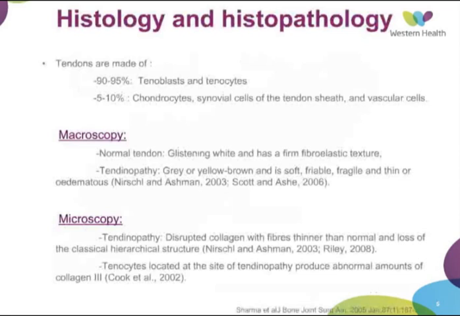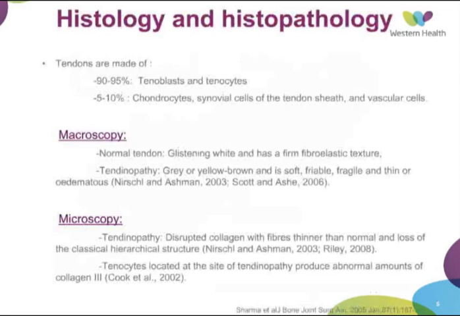Looking at it macroscopically, a normal tendon is normally glittering white and has a firm fibroelastic texture. Comparing it to a tendinopathy, the color will change to grey or yellow-brown, and it's soft and friable and fragile, and may have some edema in it.